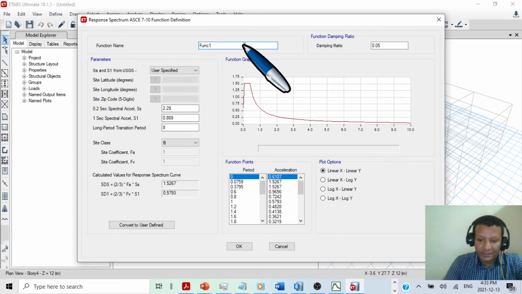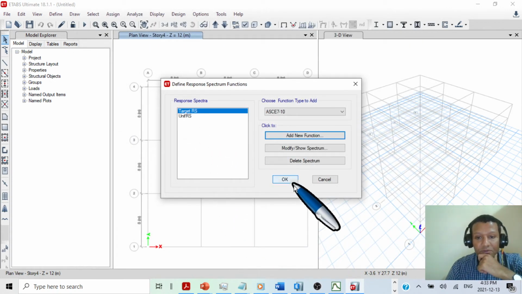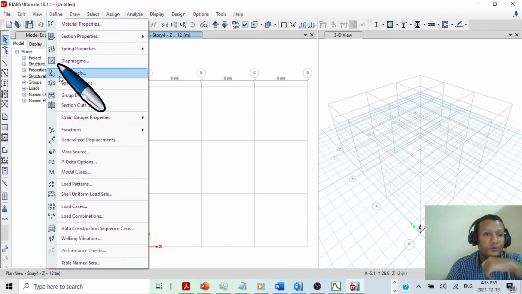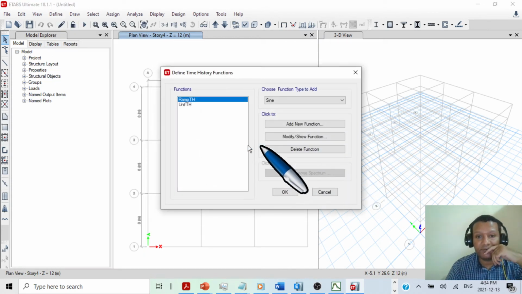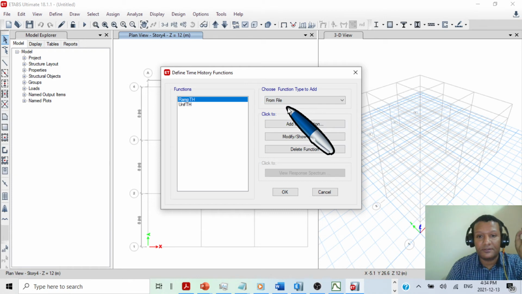Okay, so let's say this is the target response spectrum, target response spectra. Let's say this is our response spectra. So okay, now we go here, function time history. From time history, what we are going to do, open from file. Now it will take us to where we are going to bring our response spectra. It's a little bit slow.